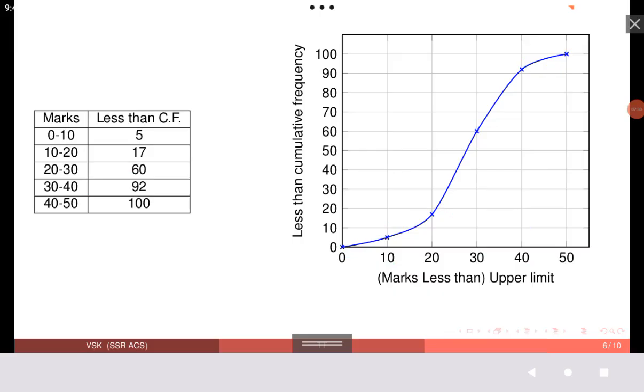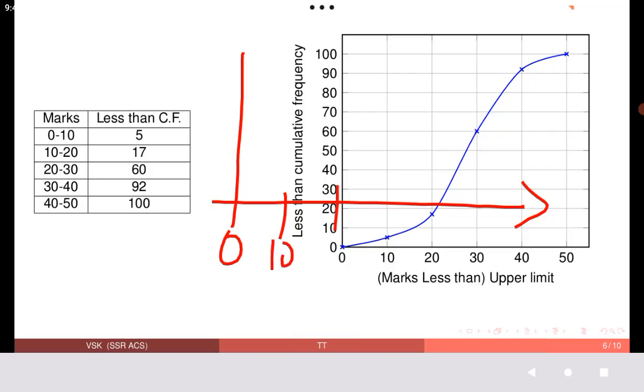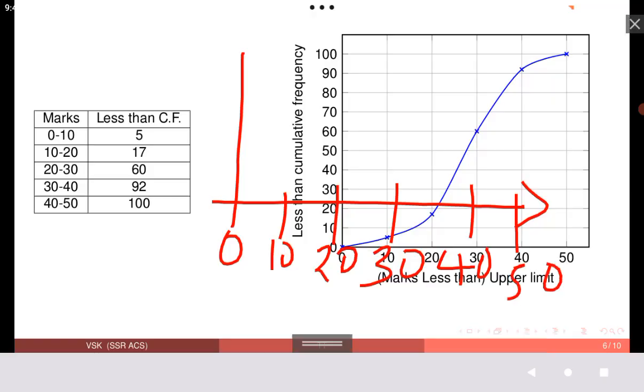So one more time, let me draw this. By this way, 2 lines will be there. Here we'll write 0, 10, 20, 30, 40 and 50. So upper limits we are writing. For the first class, we'll write the lower limit also. Corresponding to 10, at a height of 5, we'll write this mark.